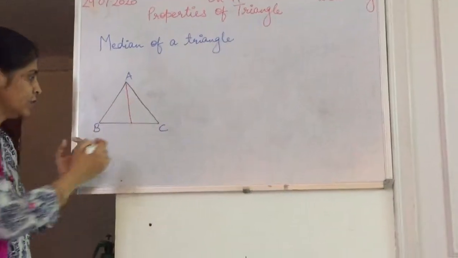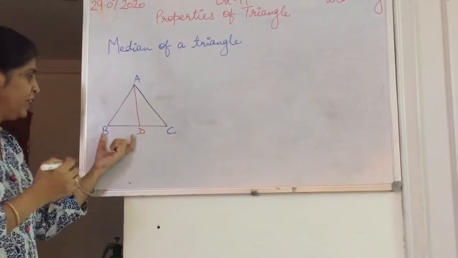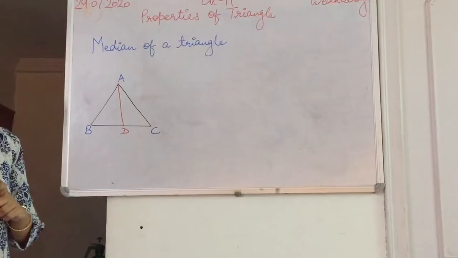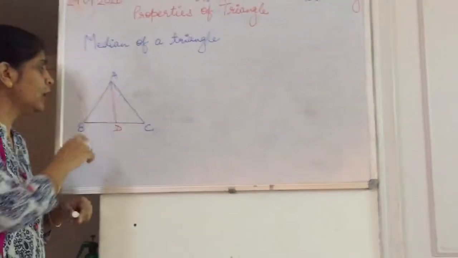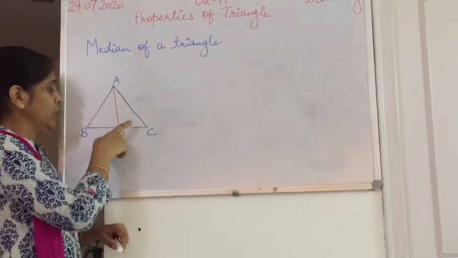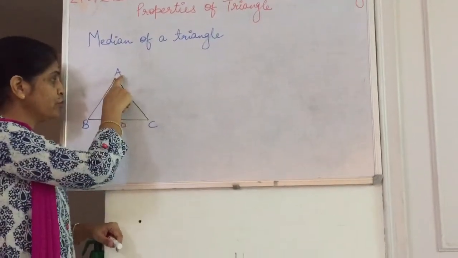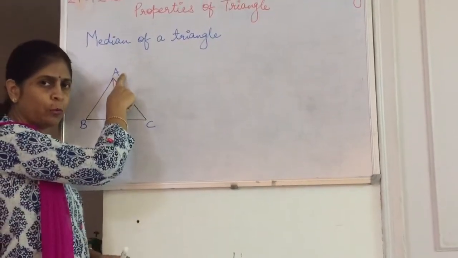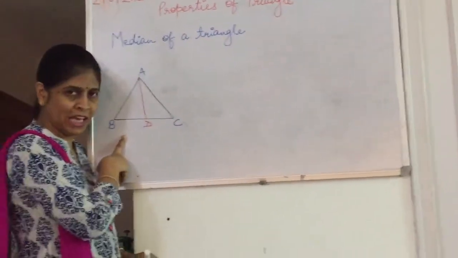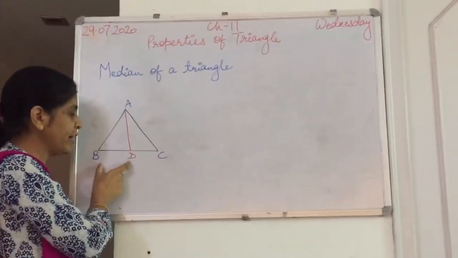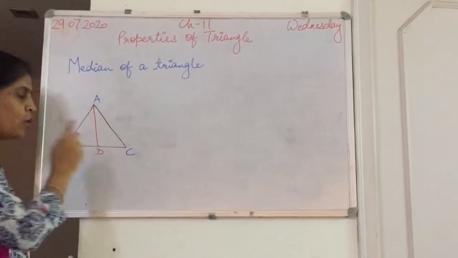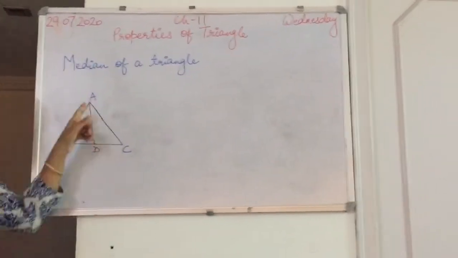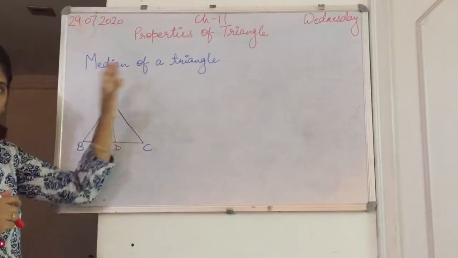You can see this. If I give the names, BD and DC are equal, so that line is called the median. I repeat, a line which is drawn from one vertex to the opposite side and divides that opposite side into two equal parts is called the median. Now it is not necessary that you always draw from the top only.